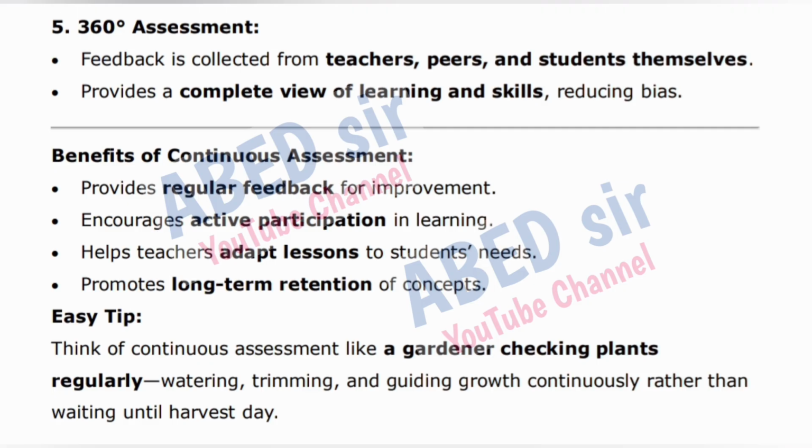5. 360 degrees assessment. Feedback is collected from teachers, peers, and students themselves. Provides a complete view of learning and skills, reducing bias. Benefits of continuous assessment. Provides regular feedback for improvement. Encourages active participation in learning. Helps teachers adapt lessons to students' needs. Promotes long-term retention of concepts.